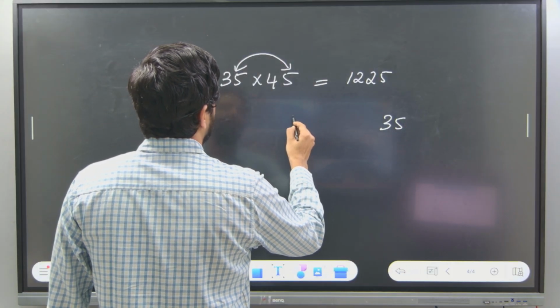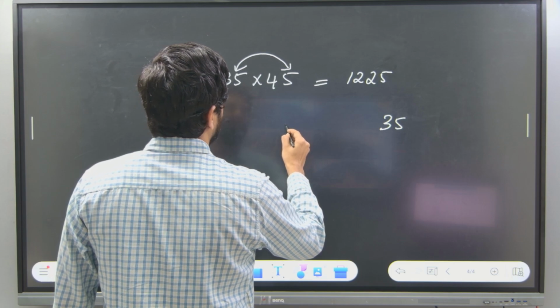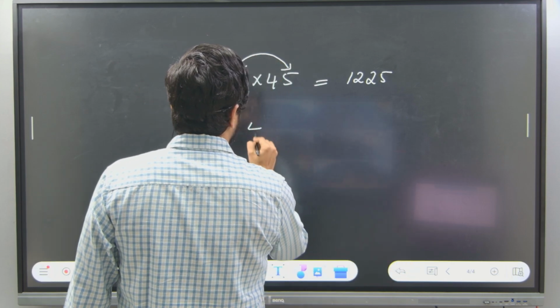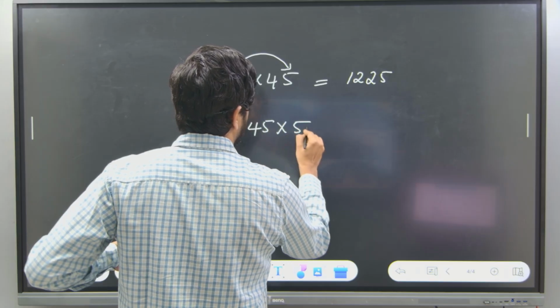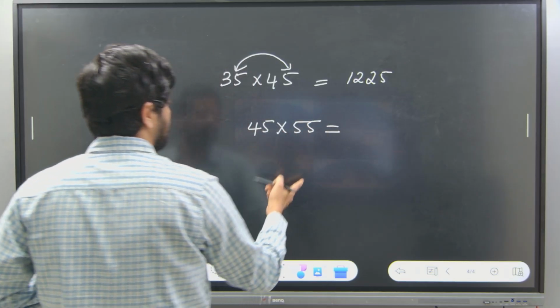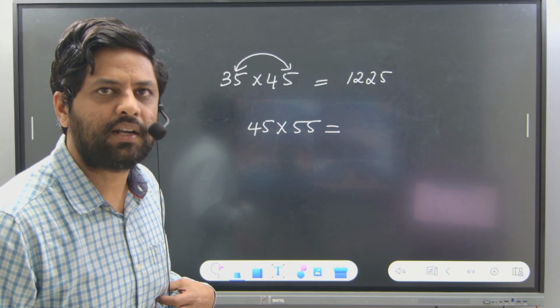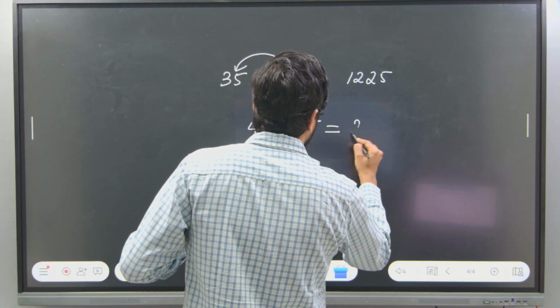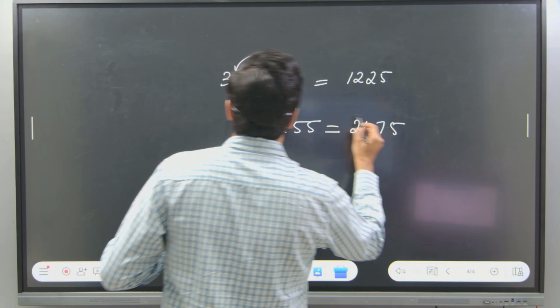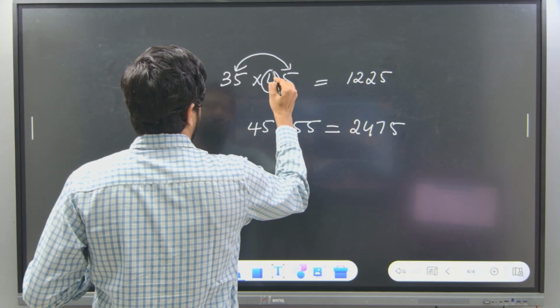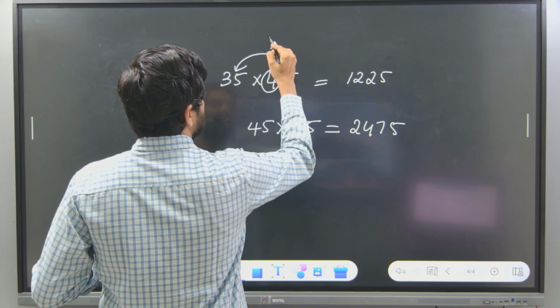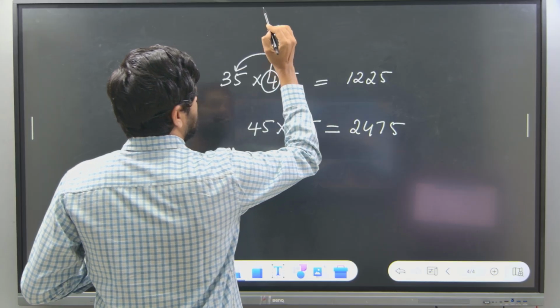Wait. 5, 5, 25. 3 4s are 12. Just give me the calculator, what is 45 into 55? It is 2475. Okay, probably I've missed one thing. You have to go one additional number. My bad, sorry. So whatever number is given here, if you go one additional number, it becomes how much?